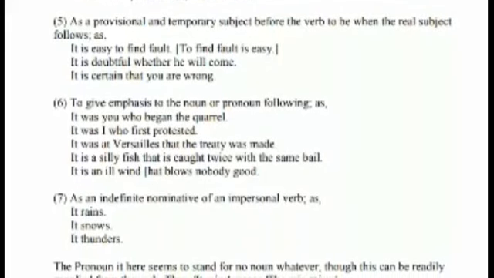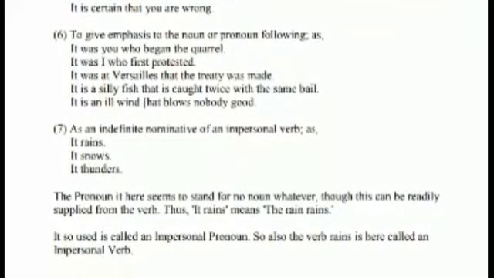Fourth point, it refers to some statement going before. That is, he is telling what is not true as he knows it. He deserved this punishment as he knew it. Next, fifth point, as a provisional and temporary subject before the verb to be when the real subject follows. Example, it is easy to find fault. To find fault is easy. It is doubtful whether he will come. It is certain that you are wrong.